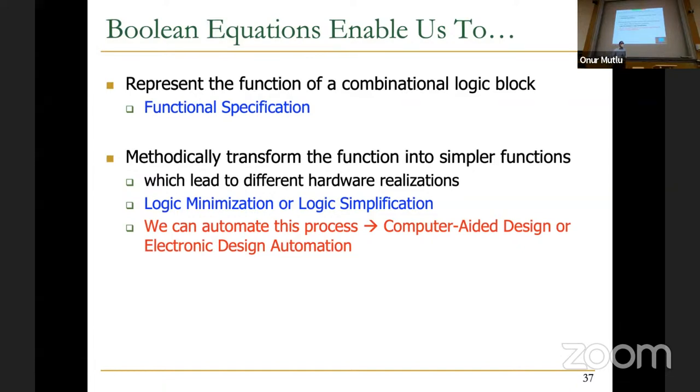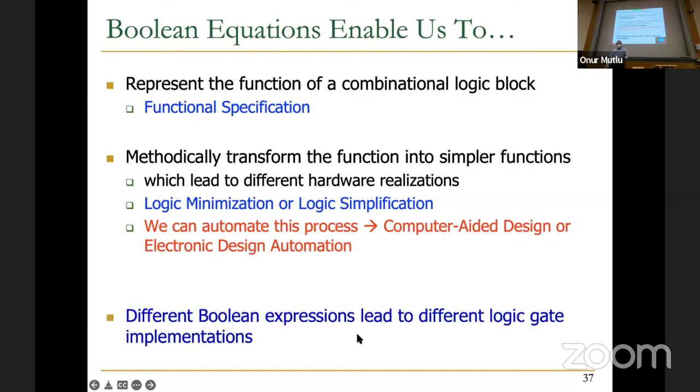But you can also automate this process. So today we're going to talk about how to represent these functions in a very methodical way, starting with the SOP, sum of products form, for example, so that you can feed this function representation to a machine, and the machine can actually automate the simplification and minimization. This is also called computer-aided design. This is one aspect of computer-aided design, of course, also called electronic design automation.